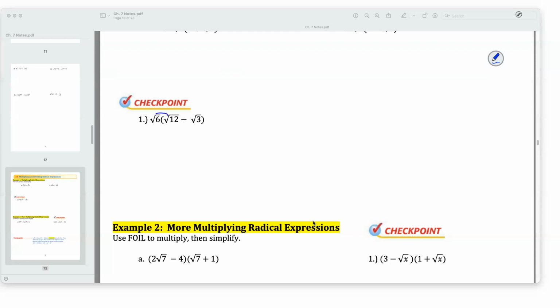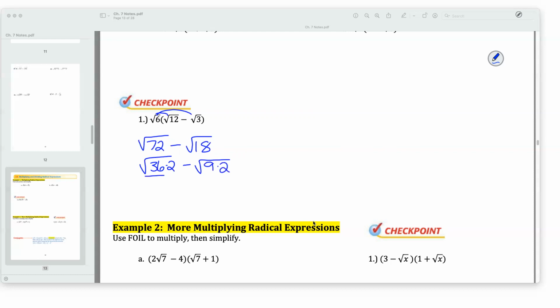Square root of 6 times the square root of 12 would be the square root of 72, minus square root of 6 times the square root of 3, which is the square root of 18. Once you have that done, then you're looking for perfect square factors since we are dealing with square roots. The greatest perfect square that goes into 72 is 36, so I'm going to rewrite 72 as 36 times 2. And the greatest perfect square that goes into 18 is 9, so I'm going to write that as 9 times 2 and then simplify.